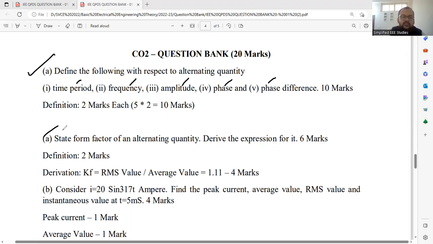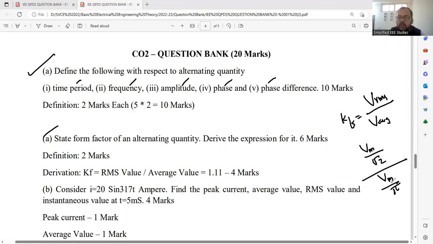Another one is form factor. It is the ratio of RMS value to the average value. It is equal to 1.11. The derivation also you have to mention. Form factor is equal to V RMS by V average. First you write the equation of VRMS. VRMS means Vm by root 2. V average means 2 Vm by pi. If you solve that, definitely you will get the answer 1.11.